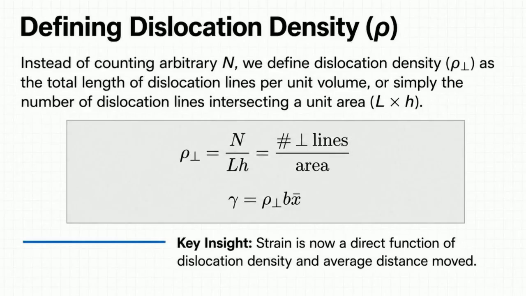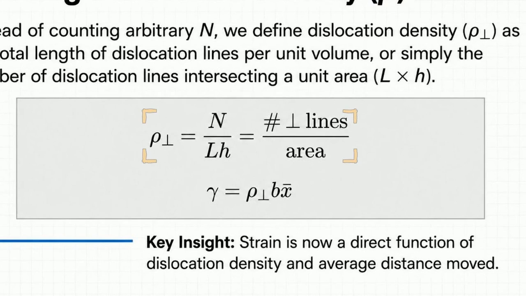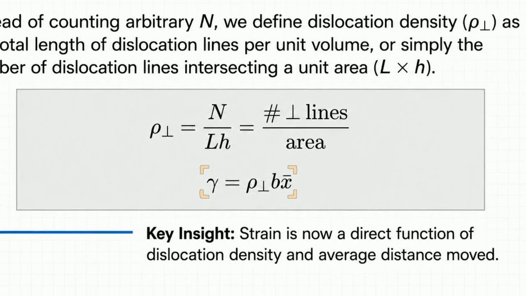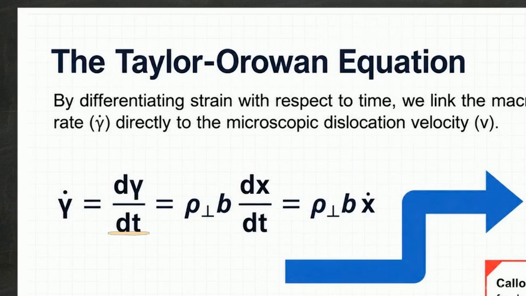Counting individual moving dislocations is practically impossible, so we use a continuous metric, dislocation density, or ρ. By defining ρ as the total length of dislocation lines per unit volume, our strain calculation becomes a direct mathematical function of dislocation density and average distance moved. To understand how a material bends under active stress over time, we differentiate our equation. Taking the derivative of the average distance gives us microscopic dislocation velocity, v.